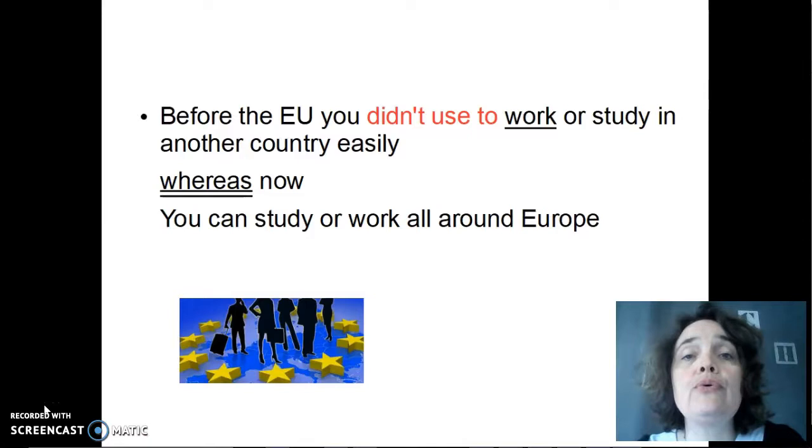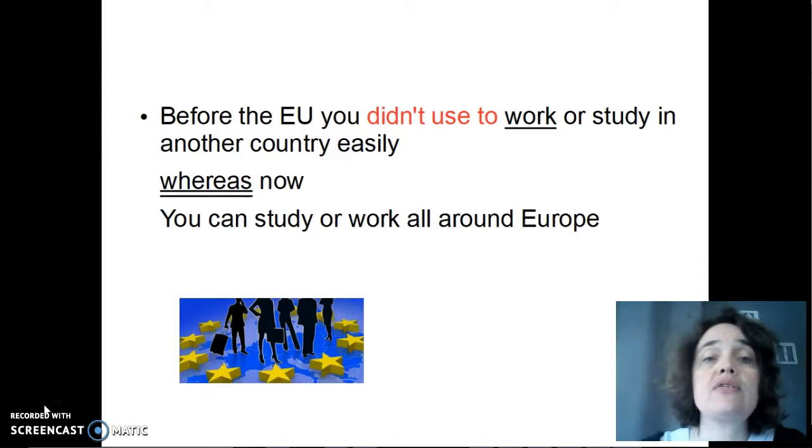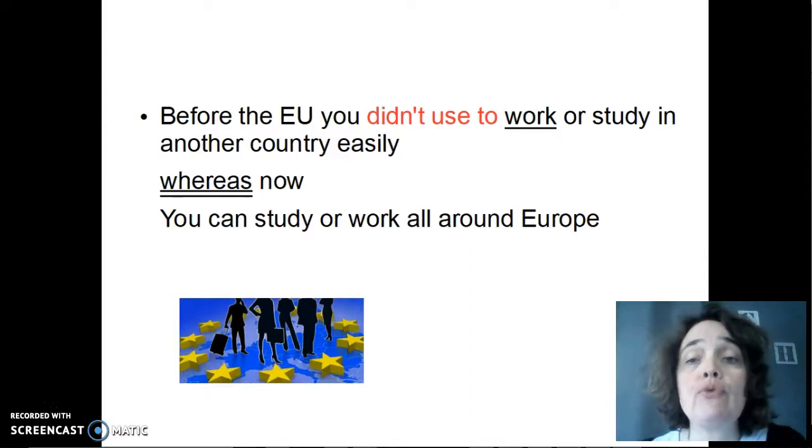Before the EU, you didn't use to work or study in another country easily, whereas now you can study or work all around Europe.